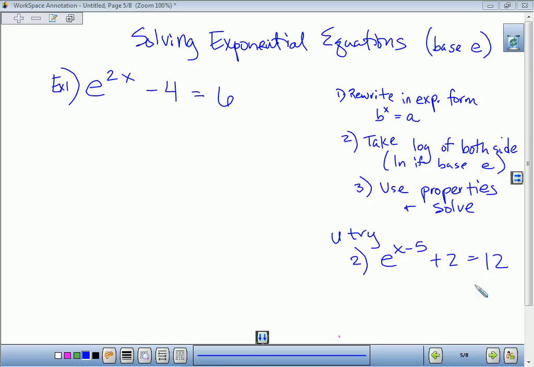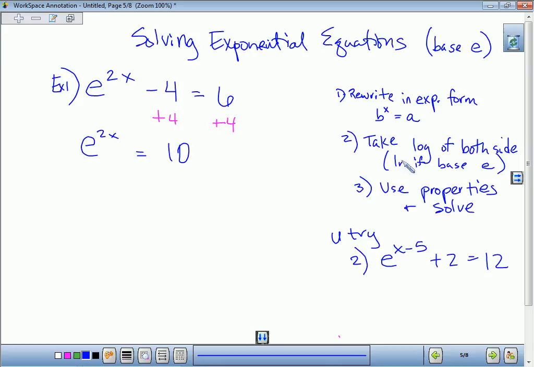Alright, so we have e to the 2x minus 4 equals 6. This is an exponential equation because we're solving for the exponent. But before we solve for the exponent, we have to make sure it's in exponential form, where we just have a base raised to an exponent equal to an answer part. So in this case, what's got to go? The 4. Very good. So we will add 4 to both sides. And when we do, we now have e to the 2x equals 10.